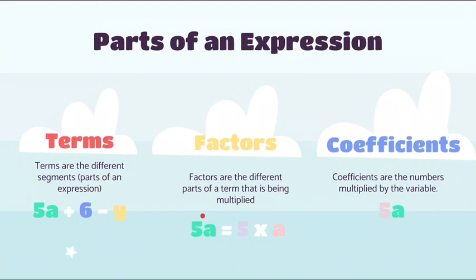Finally, coefficients. Just as we were using earlier, 5a. We can use that example because the coefficient is the number that is being multiplied by the variable. In this case, 5 would be the coefficient because it is being multiplied by the variable.